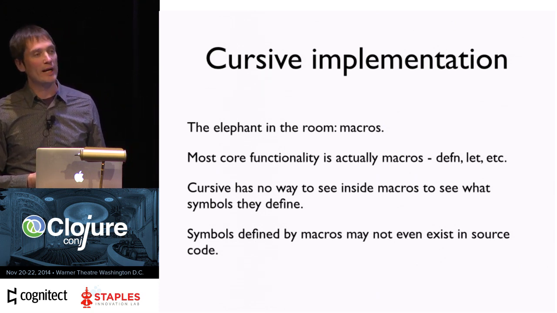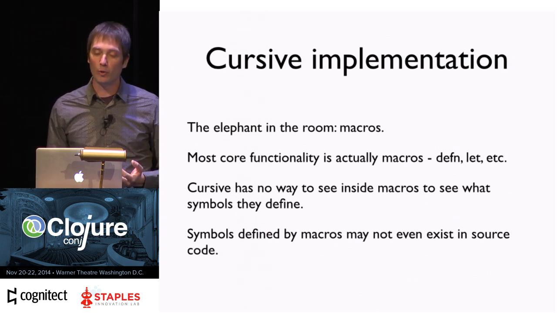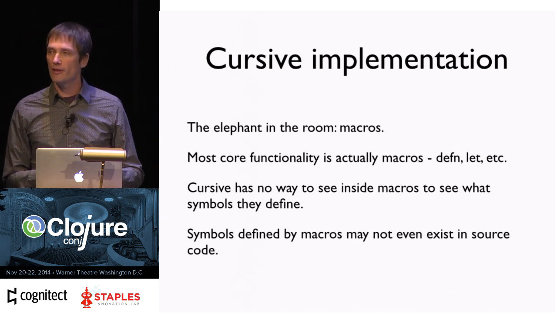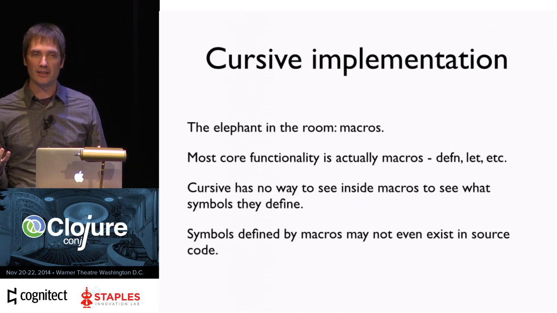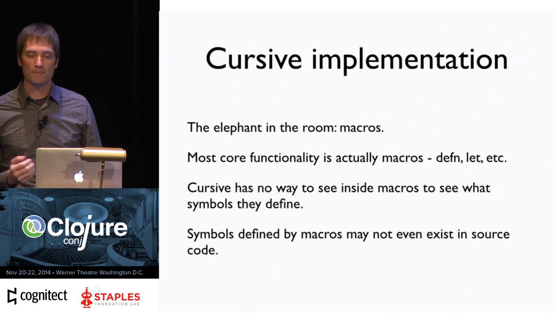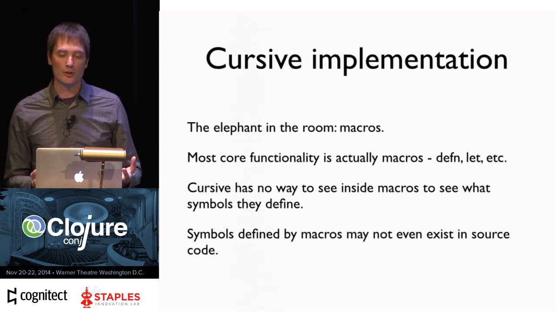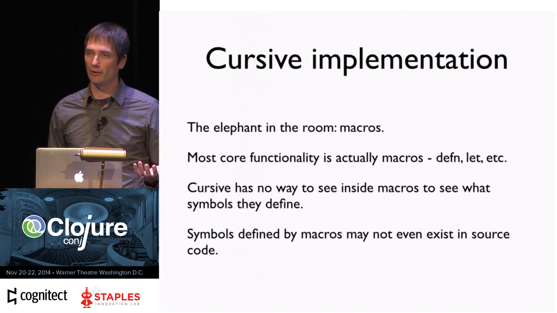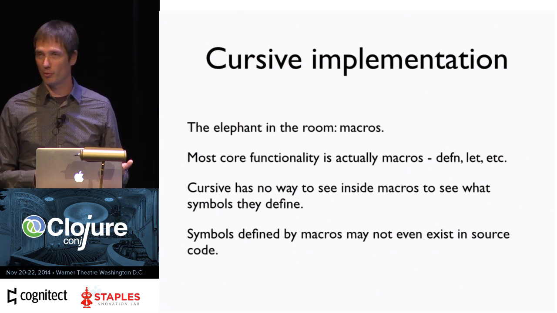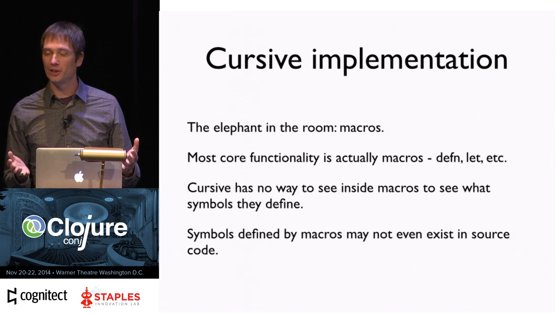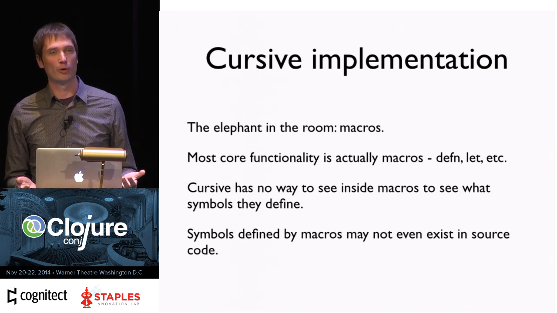And Cursive has no way to automatically see inside a macro to see what it's doing. So the most important thing that generally we want to see is what are the vars that this macro defines, what are the local bindings that this macro defines, and what are their scopes. And often, symbols that are defined by macros may not even exist in source code at all. And this is something that traditionally IntelliJ has a bit of a problem with, because in a traditional language, everything is defined somewhere in your program.